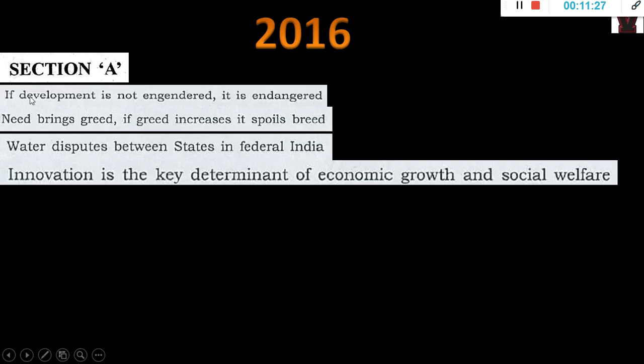2016, if you see, if development is not engendered, it is endangered. Okay, then need brings greed. If greed increases, it spoils the breed. Now, water disputes. It's a very easy thing. Water disputes. Innovation is the key determinant of economic growth and social welfare.